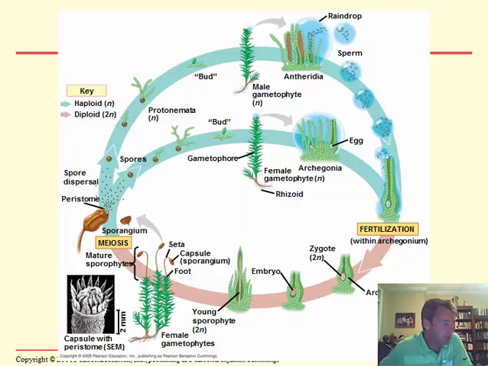Archegonia, antheridia are present, confined to moist areas. So that's a very common characteristic, that they are confined to moist areas.